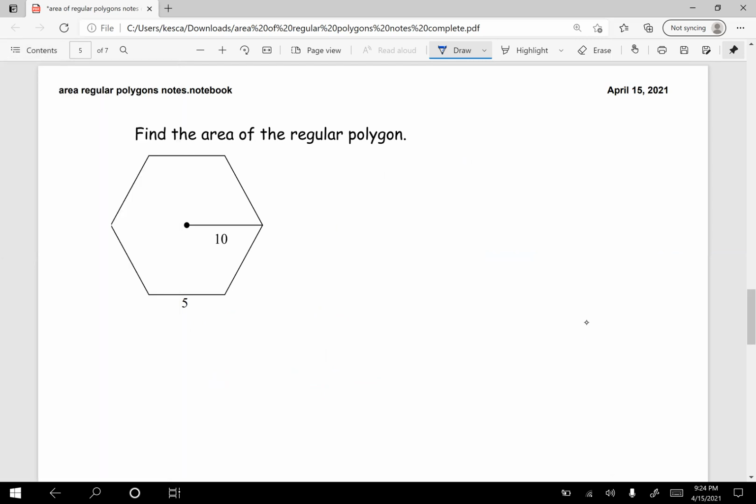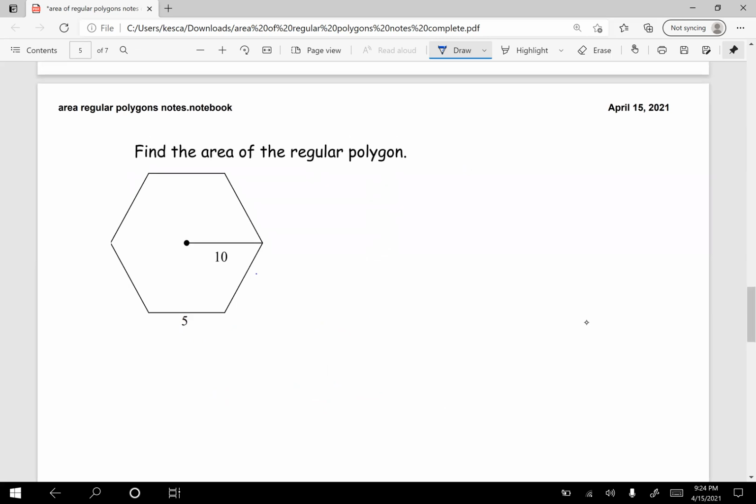Now it says we're going to find the area of the regular polygon. First thing, this is 1, 2, 3, 4, 5, 6. This is a hexagon, so we've got 6 sides. Now, the key difference on this one is instead of being given an apothem, we're given a radius. I'm going to draw it over here. Your radius is always equal no matter where you draw it. Just remember, you have to draw it to the corner, not to the middle of the side.